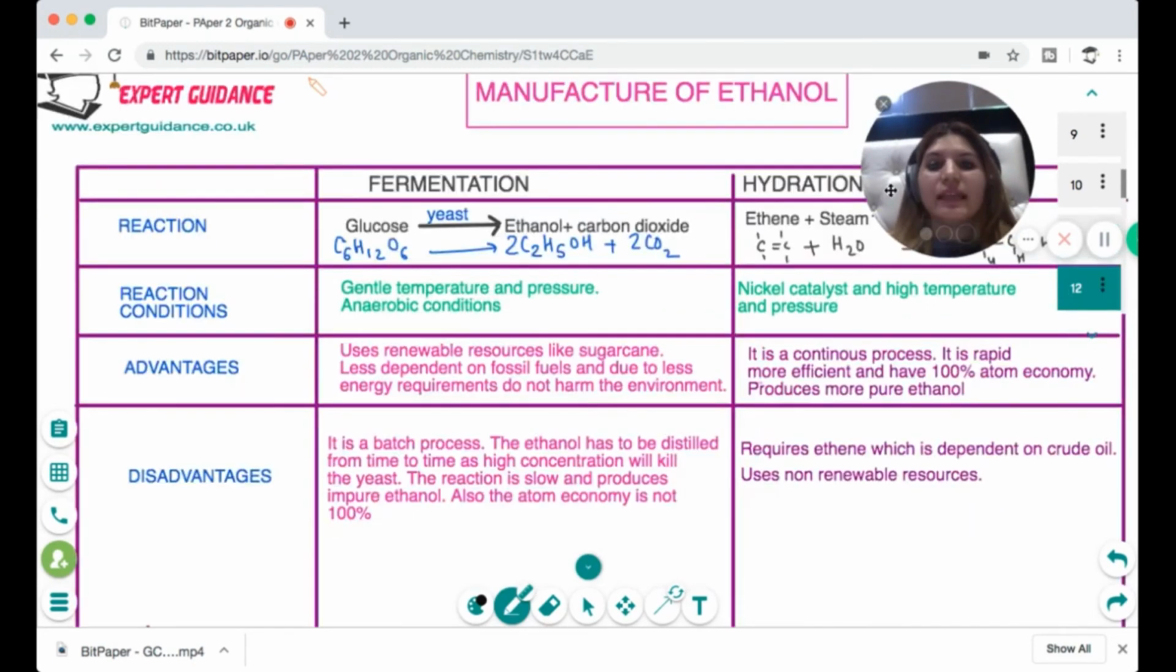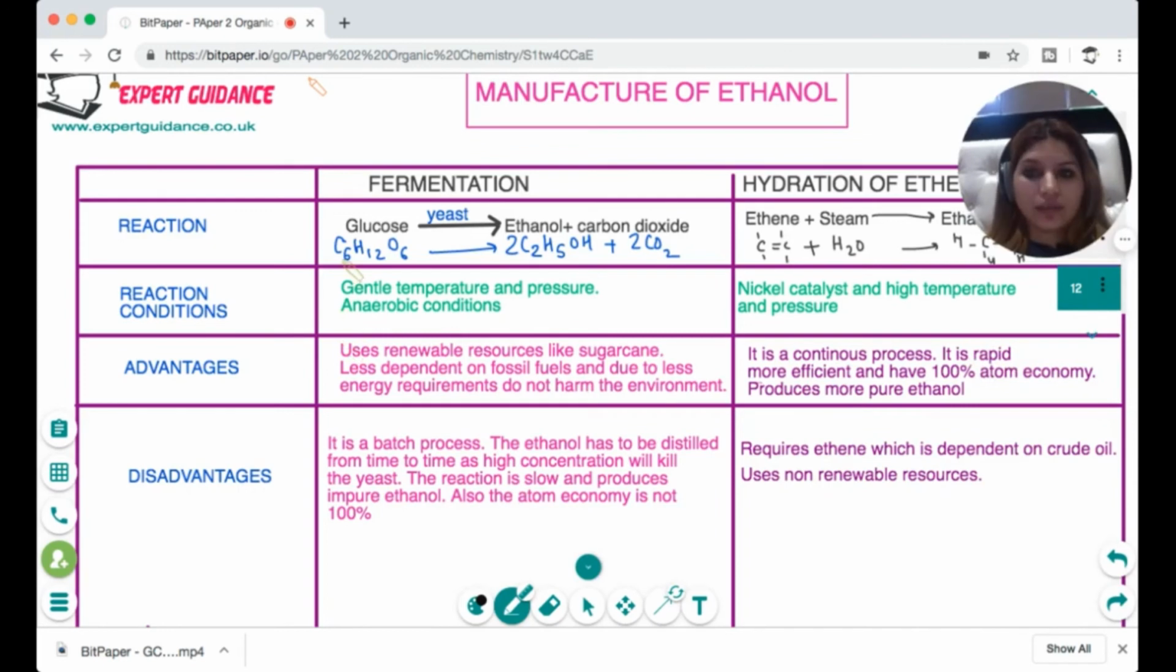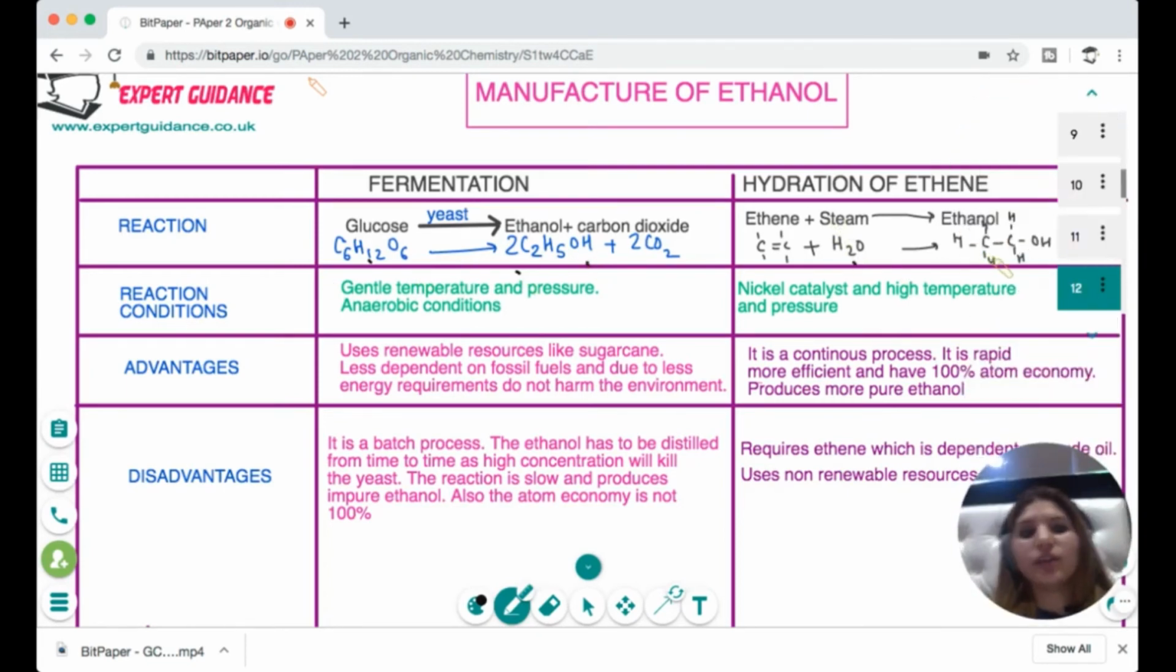Okay, next is very important, manufacture of ethanol. Now, ethanol is an alcohol which we get either by fermentation of glucose, that is anaerobic respiration of glucose, or we have just seen when you take ethene and pass it through water, you get ethanol. So that is hydration of ethene.